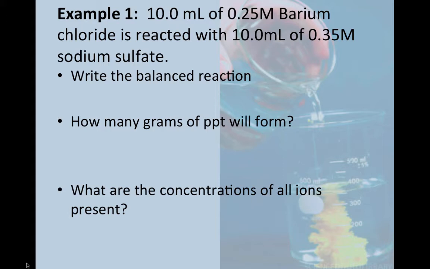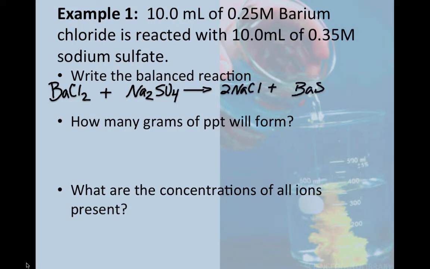So we have barium chloride reacting with sodium sulfate. Make sure that you write your formulas correctly or you're going to have a really hard time balancing this equation, right? And then I get 2 sodium chlorides and 1 barium sulfate.